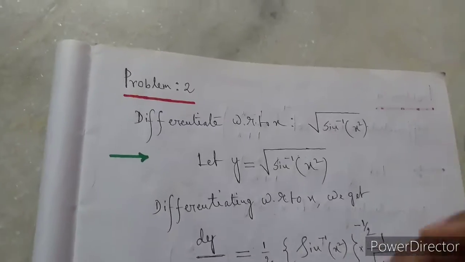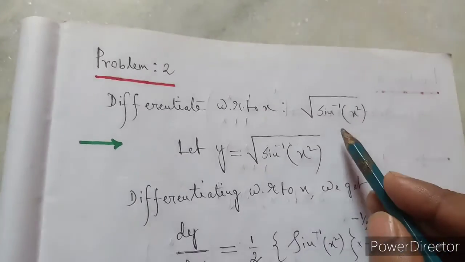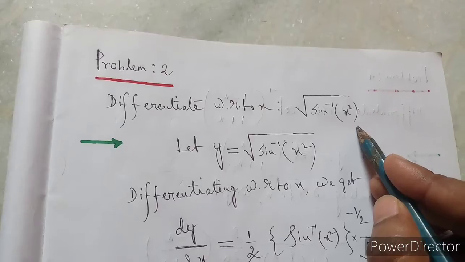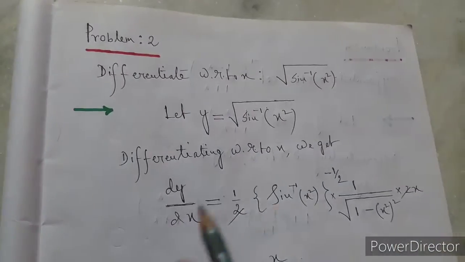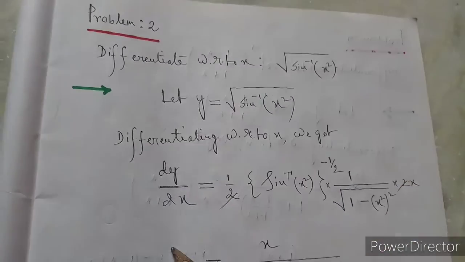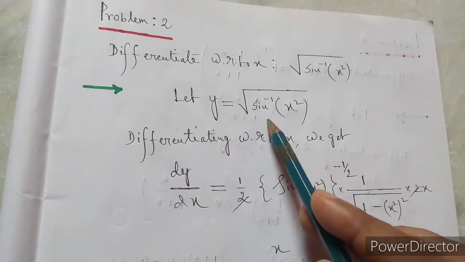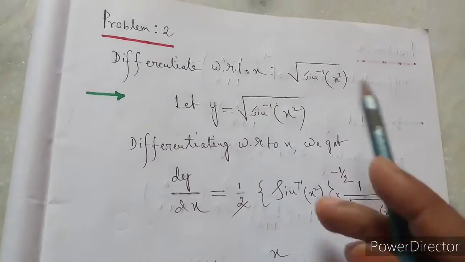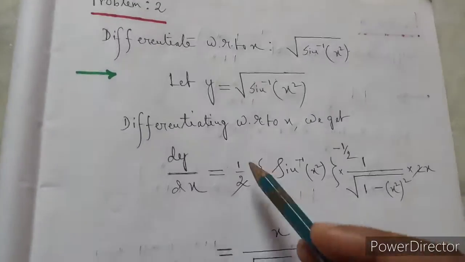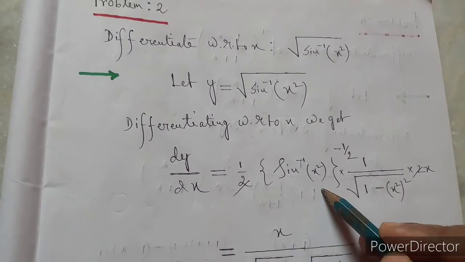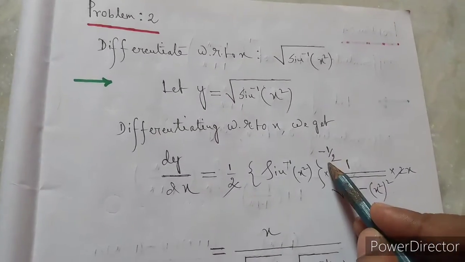Now problem number 2, differentiate with respect to x root under sin inverse x square. So let y equal to root under sin inverse x square. Differentiating with respect to x, consider this whole thing, sin inverse x square, like a single x, that means only root x. Derivative of root x is what? Half of (sin inverse x square) whole to the power half minus 1, that means minus half.